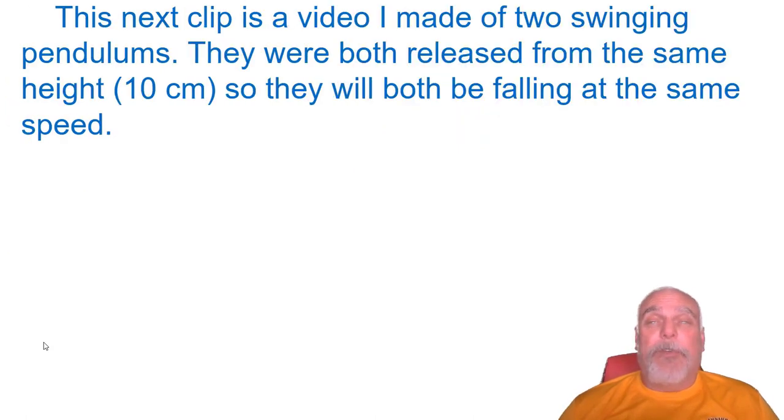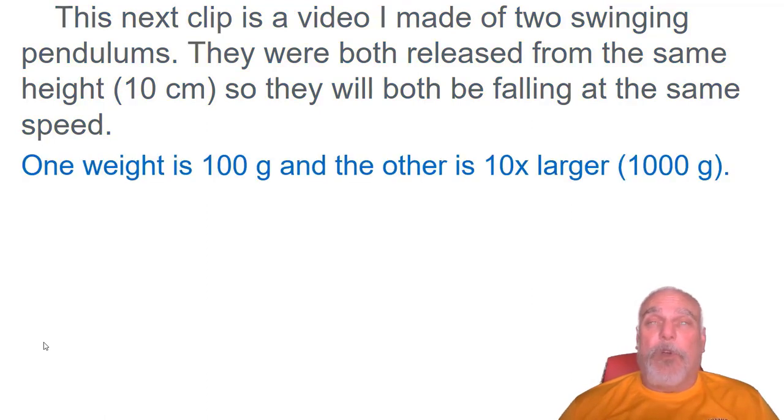The next clip is a video I made of 2 swinging pendulums. They are both released from the same height, from 10 centimeters, so they will both be falling at the same rate of speed. One weight is 100 grams, and the other weight is 10 times larger than that, so 1,000 grams.